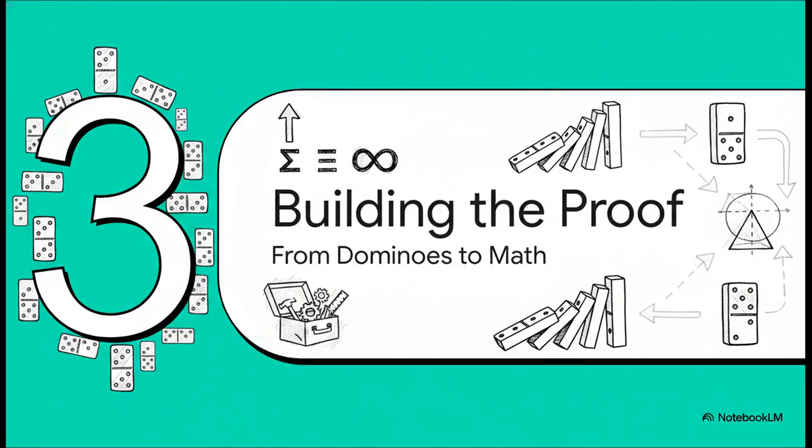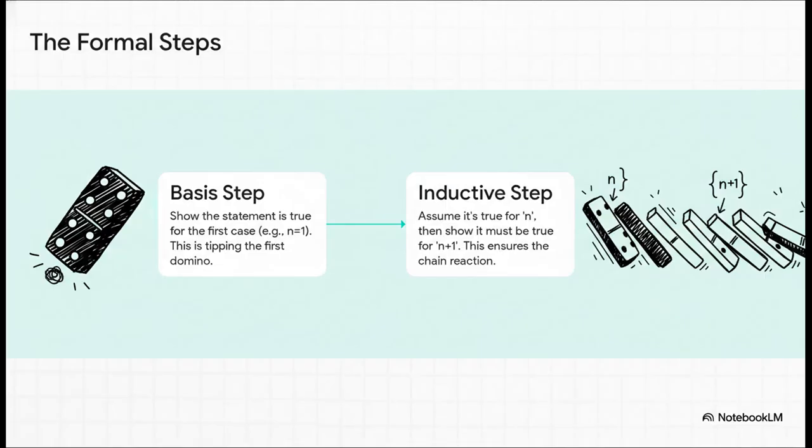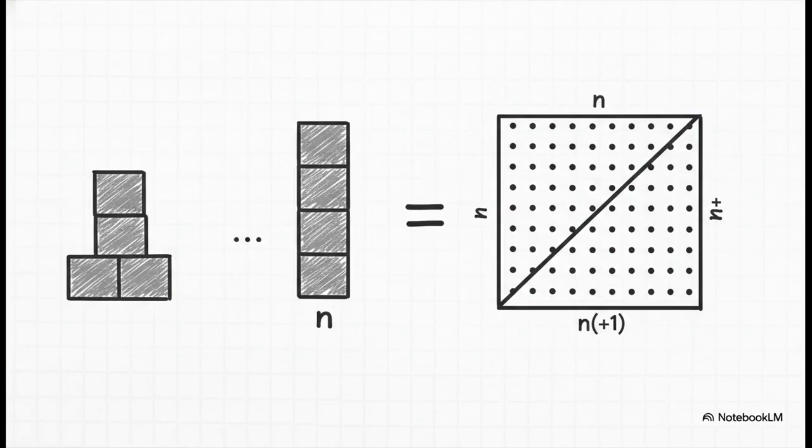Okay, so let's translate that simple domino logic into the formal language of a mathematical proof. This is where we build our real toolkit for solving this thing. These two rules have formal names. Tipping that first domino, that's called the basis step, or sometimes the base case. This is where you prove the statement is true for the very first value, which is usually n equals 1. Making sure that the chain reaction works is the inductive step. Here, you get to assume the statement is true for some domino n, and then you use that assumption to prove it has to be true for the very next domino, n plus 1. All right, let's put this into practice with a classic proof.